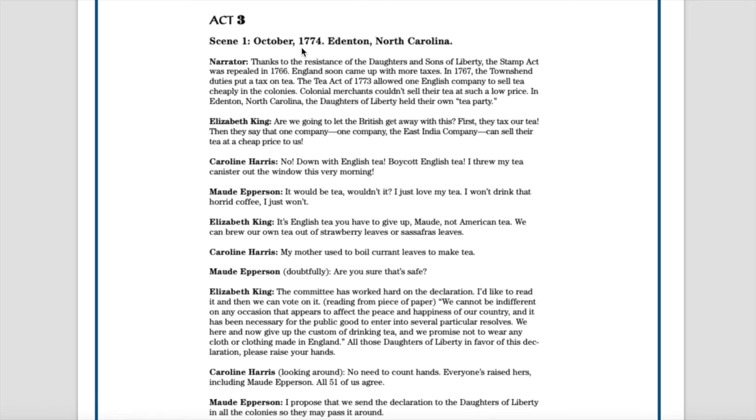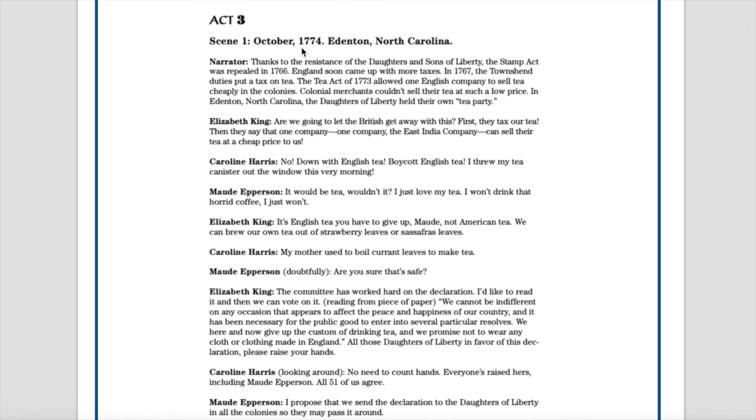Narrator. Thanks to the resistance of the Daughters and Sons of Liberty, the Stamp Act was repealed in 1766. England soon came up with more taxes. In 1767, the Townshend duties put a tax on tea. The Tea Act of 1773 allowed one English company to sell tea cheaply in the colonies. Colonial merchants couldn't sell their tea at such a low price. In Edenton, North Carolina, the Daughters of Liberty held their own, quote, tea party, unquote.